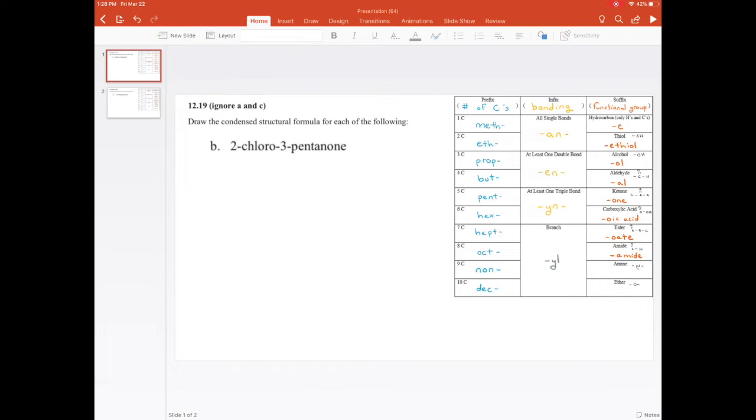Chapter 12, Exercise 8, is giving you the name for aldehydes and ketones, and then it's asking you to draw the structure. So here we have 2-chloro-3-pentanone. Let's start with the backbone, and the backbone is what comes after the last branch.